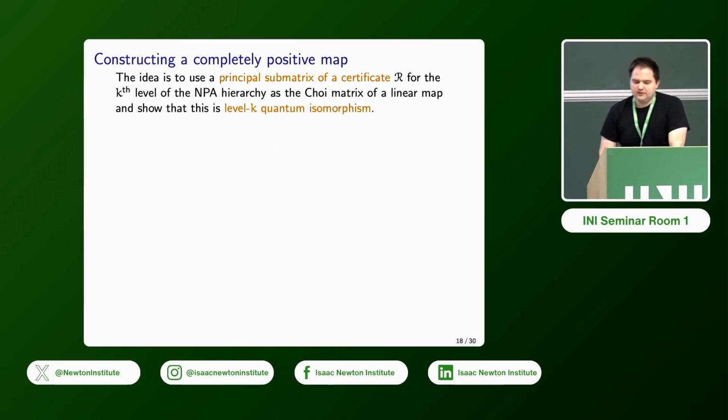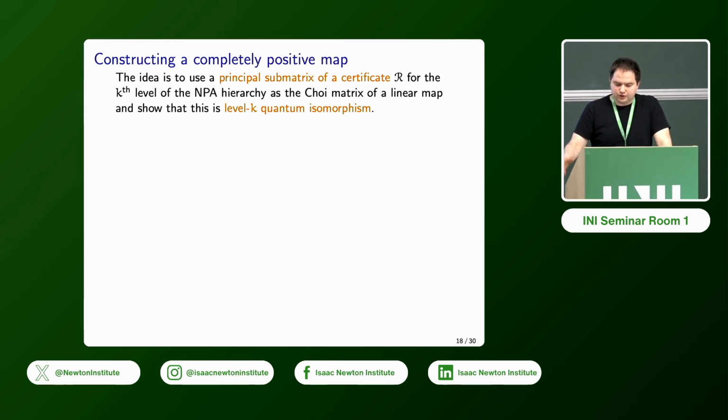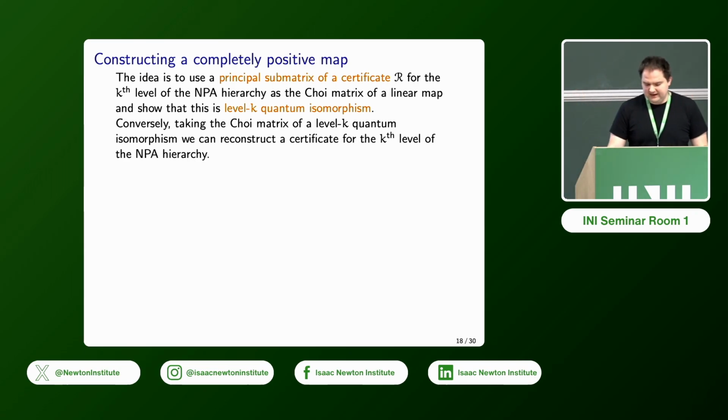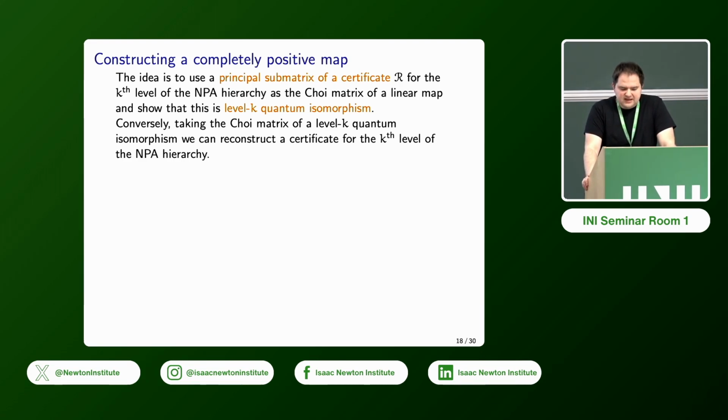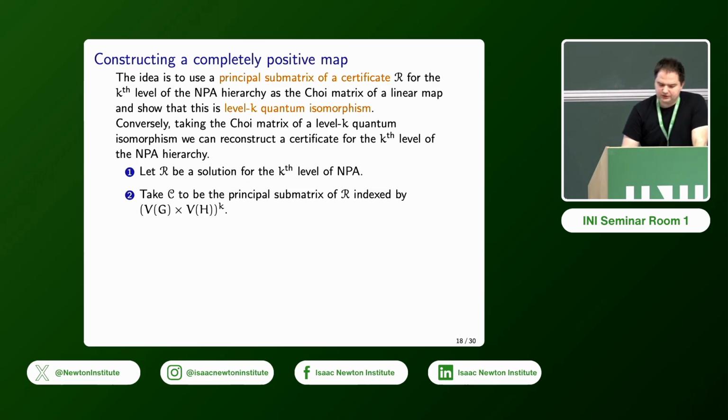To that end, we will be constructing a completely positive map. The idea is to use the principal submatrix of the certificate for the kth level of the NPA hierarchy as the Choi matrix of a linear map, and show that this is some kind of level k quantum isomorphism, which we will define. Conversely, we then show that the Choi matrix of a level k quantum isomorphism can be used to reconstruct a certificate for the level k of the NPA hierarchy.